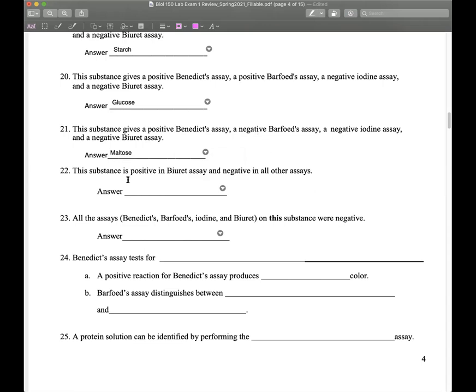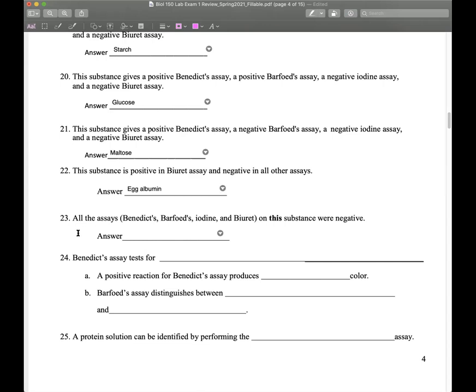All right, substance is positive in the Biuret assay, negative in all others. What was the Biuret assay for? Protein. Right, for protein. So let's see which one of these is a protein. The egg albumin, yep.